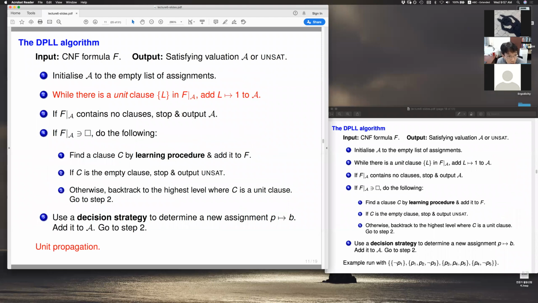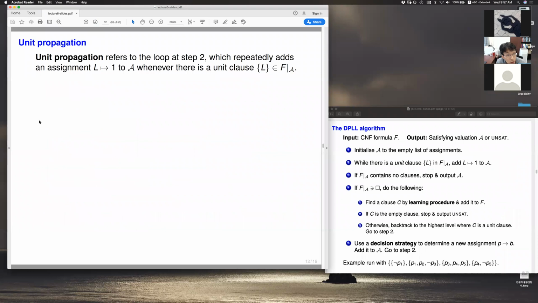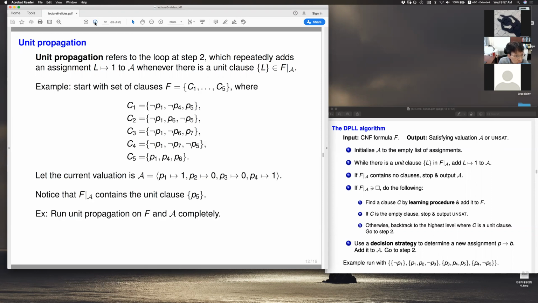let's go back and do some practice, to understand a little bit about this unit propagation step. The unit propagation step is really simple from the algorithmic perspective. It looks at the formula under simplification. If the formula contains a unit clause L, which means a clause that contains only one literal, we extend A so that L is bound, and the value of L becomes 1. Okay.